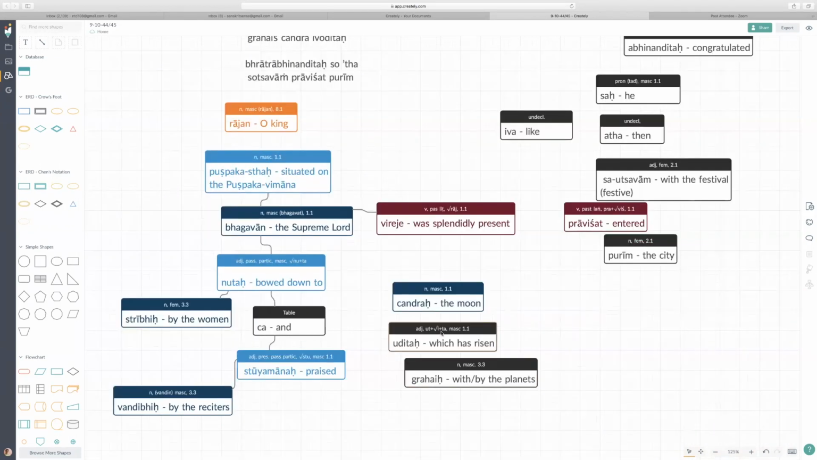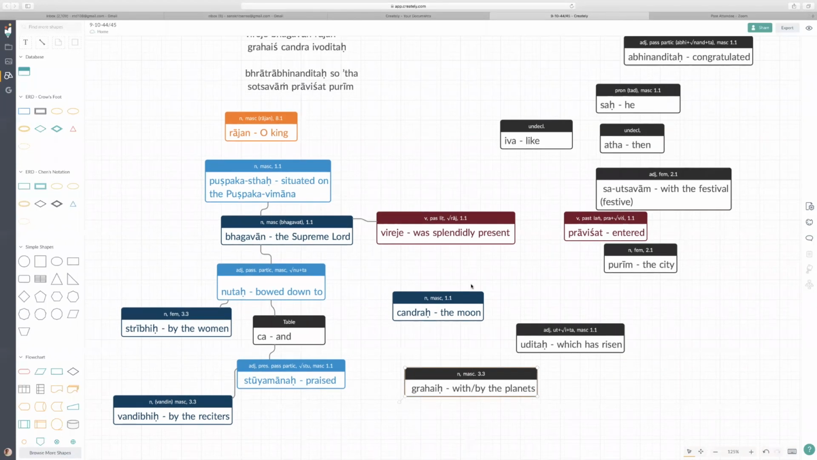How is the verb here? Uditaha. Yeah, let's think over it carefully. Can we make it a verb? Theoretically, yes. The moon which has risen. And then how do we connect with or by the planets? It has risen. Chandra, with the planets. The moon which has risen. With the planets? The moon with the planets which has risen.